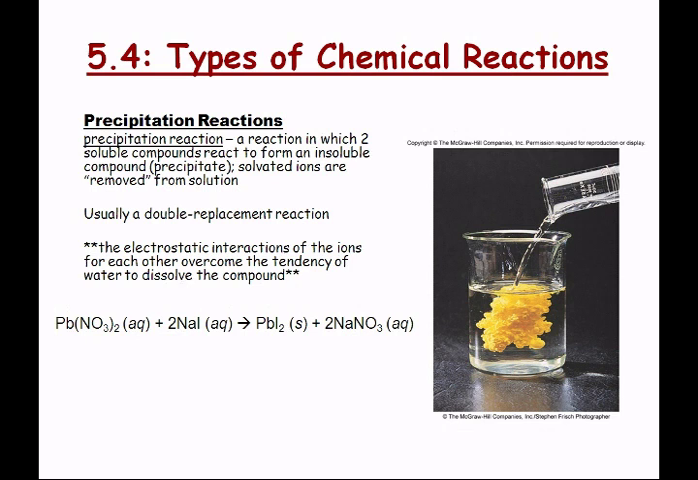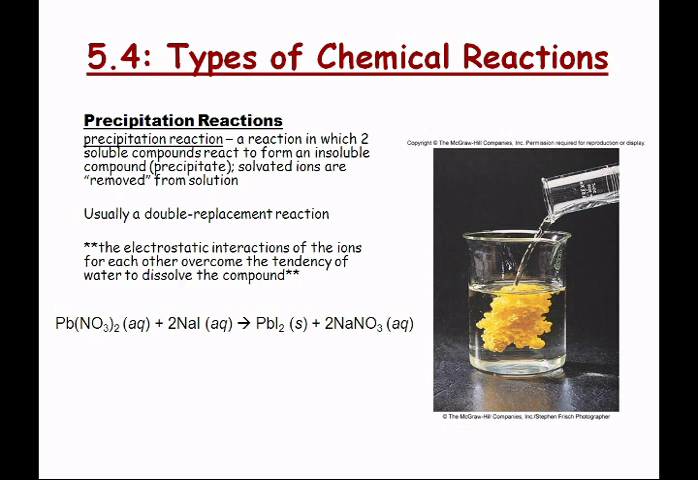So what is a precipitation reaction? It's a reaction in which two soluble compounds react. Soluble means able to be fully dissolved into water. You can see here, lead nitrate is aqueous, so that means it's fully dissolved into water. Sodium iodide is also aqueous, fully dissolved into water. When you put these things into water, they break apart into their ions.